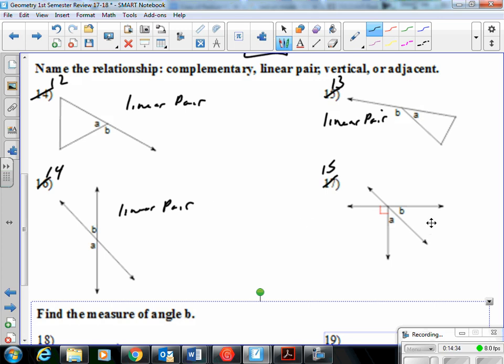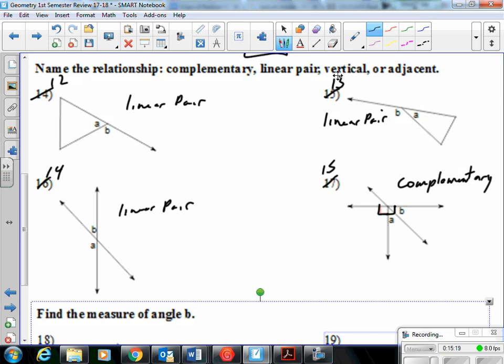And then 15, they're side by side. They don't make a straight line though, so they don't fit linear pair. They would be adjacent, but we also notice that we've got a right angle over here, so that means that side has to be a right angle as well. So the most relevant description of these being adjacent and making a right angle would be that they are complementary. So in order to say adjacent, they would need to not make a straight line and not make a right angle, just be side by side.